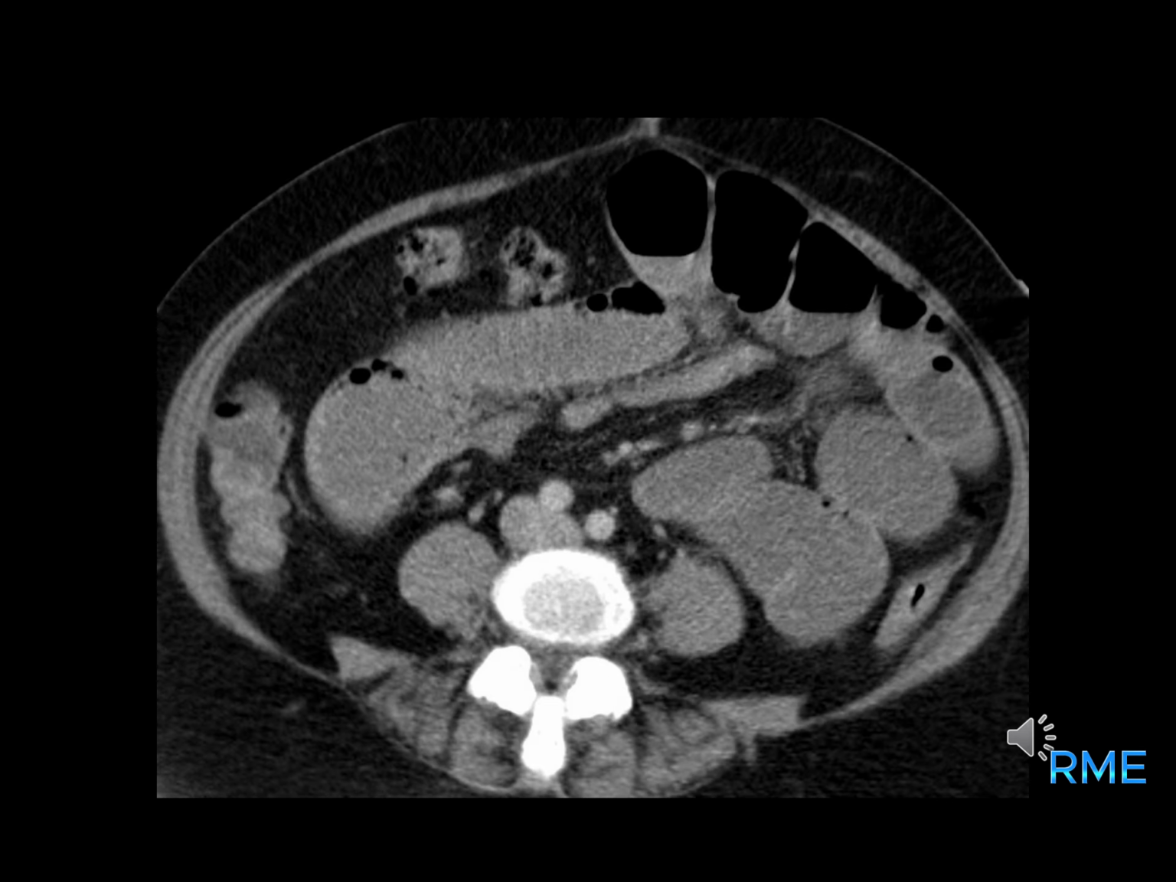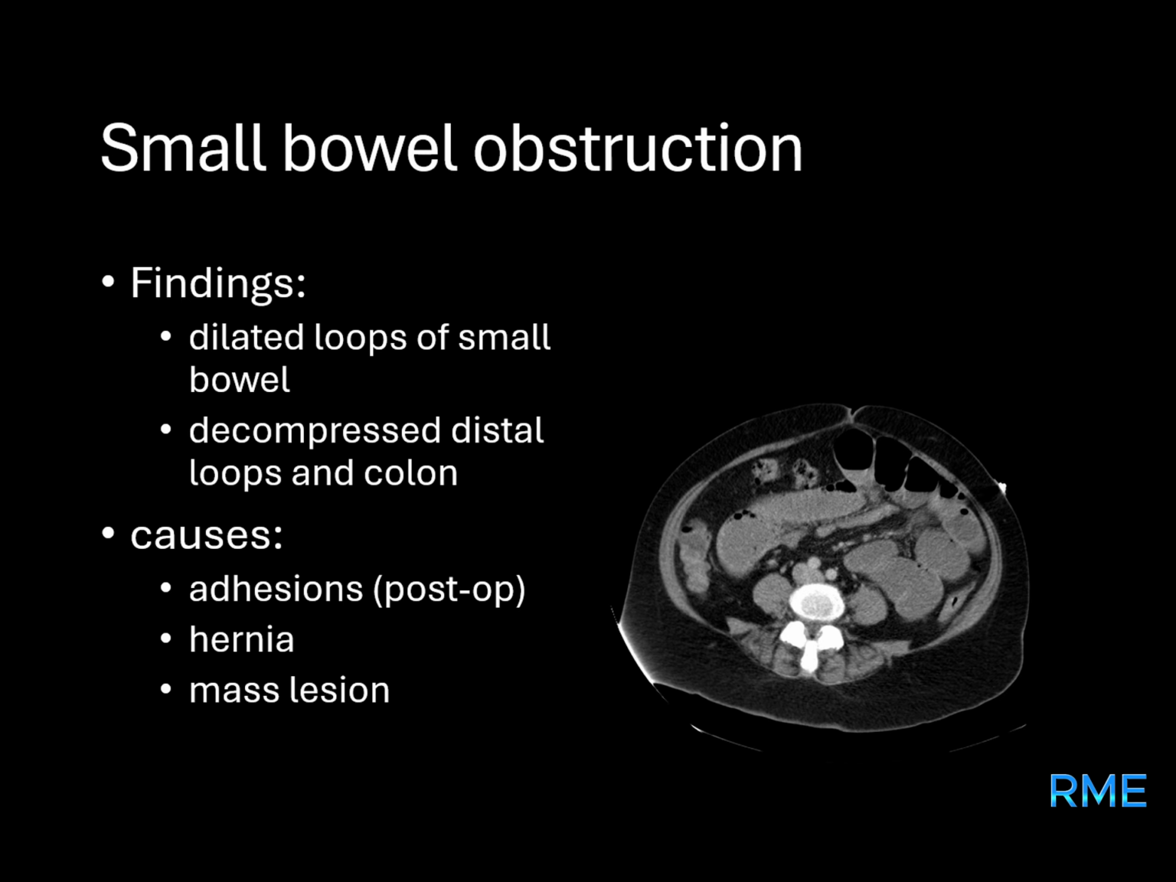What abnormalities do you notice in this image? This image shows dilated loops of the small bowel with decompressed distal loops and colon. These findings are indicative of small bowel obstruction. The small bowel loops are significantly dilated, indicating a blockage that prevents the passage of contents downstream.